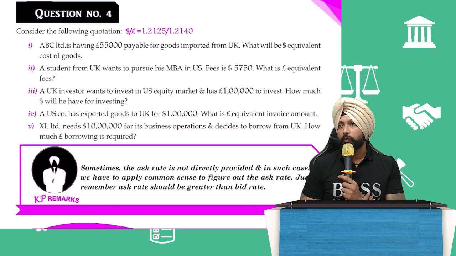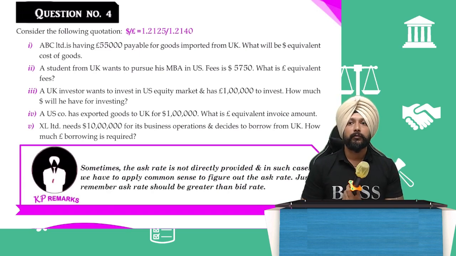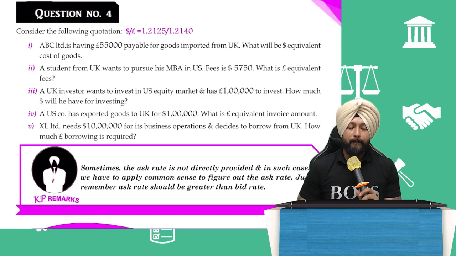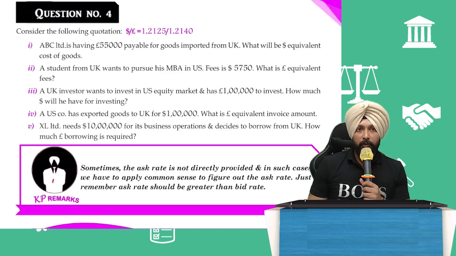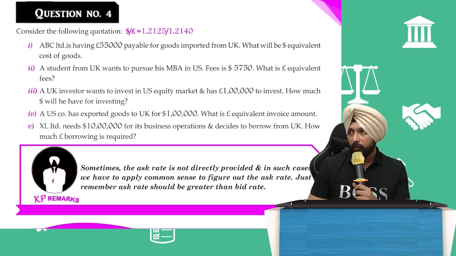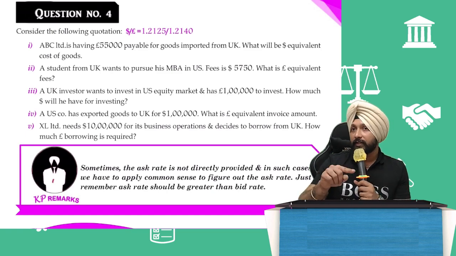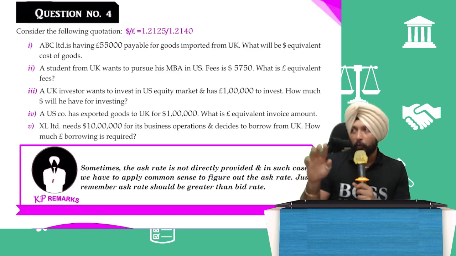We'll look at question number 4. Consider the following quotation. Dollar per pound is 1.2125, 1.2140. Now you apply your common sense. You know dollar is stronger than pound or dollar is weaker than pound. Dollar is weaker than pound. So if dollar is weaker than pound, then dollar needed for pound should be greater than 1.